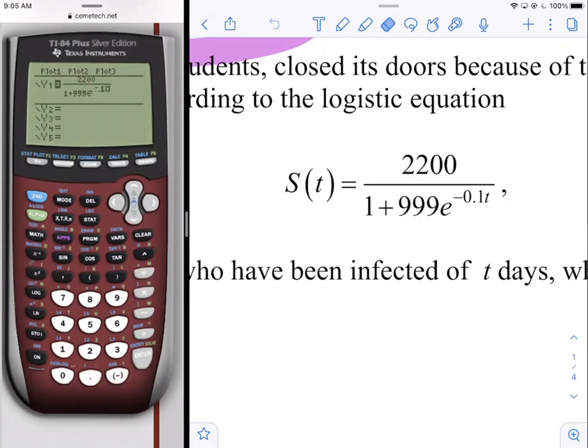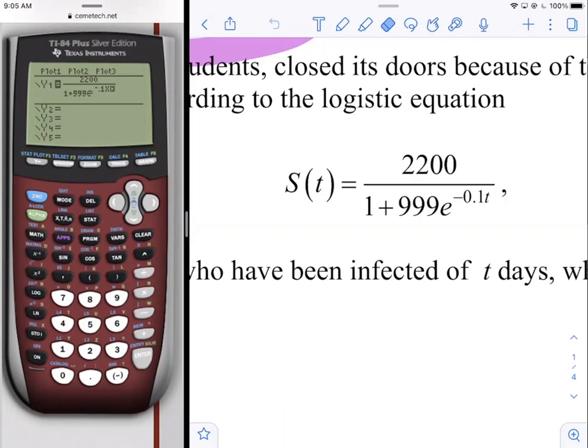Negative 0.1. And do I have to put alpha t? Do I have to put a t in here? No, the calculator doesn't really care what your variable on paper is. It could be anything on your paper, like Z and Q, whatever. The calculator is going to use a Y and an X. You're the one who's in charge of keeping track of which one's which.